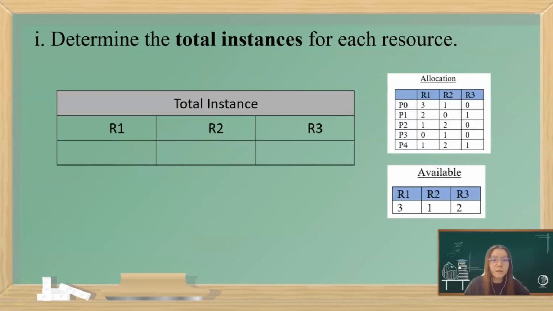The first question: determine the total instances for each resource. You can get the total instances by adding all the allocations in R1, plus the available in R1. For example, the total instances for R1: the allocations in R1 are 3 plus 2 plus 1 plus 0 plus 1, we get 7. After that, we add the available in R1, which is 3, so the total instances of R1 is 10. For R2 and R3 we use the same way. So the total instances for R2 is 7 and for R3 is 4.